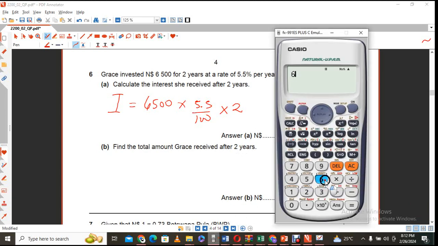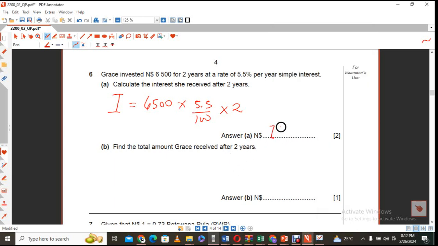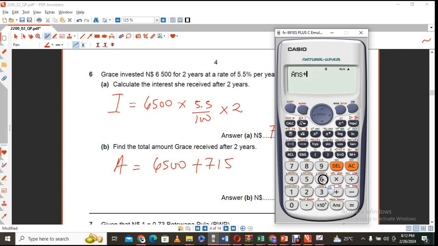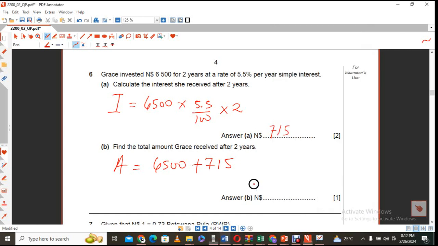So that would be 6,500 times 5.5 upon 100, times that by 2. That gives 715. This is her interest that she has received. The amount, you take that 6,500 and you add the 715, okay, plus 6,500. Now it means the person has 7,215. That's the total amount that the person has altogether.